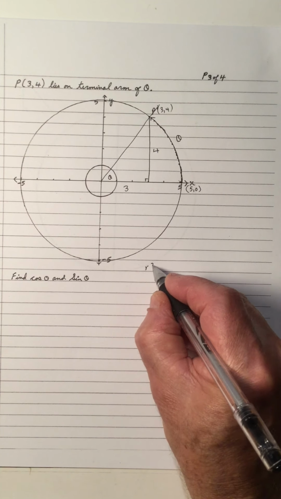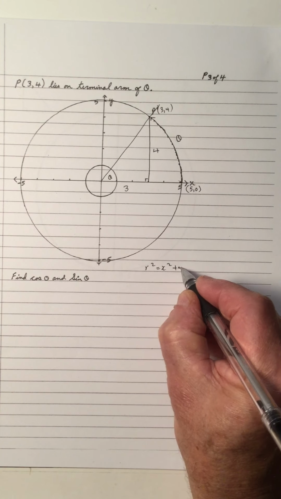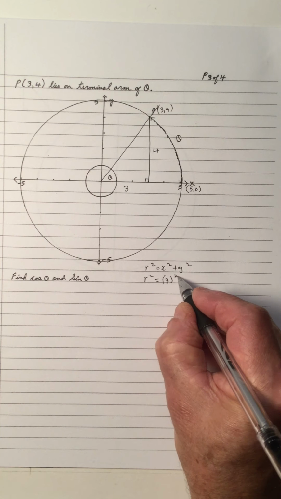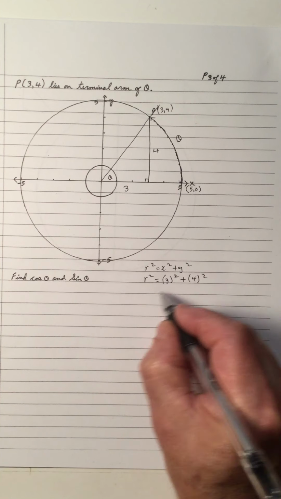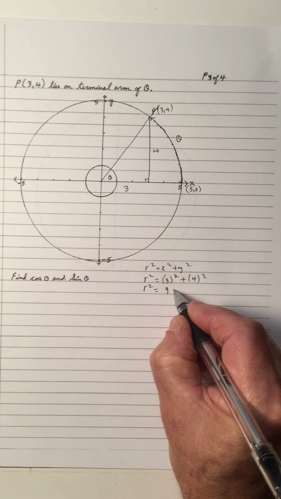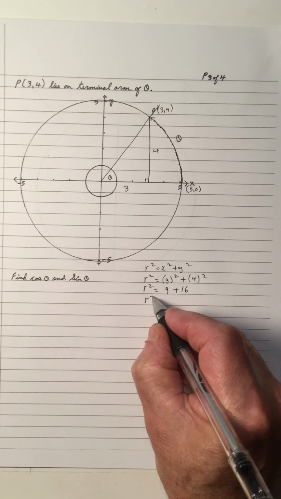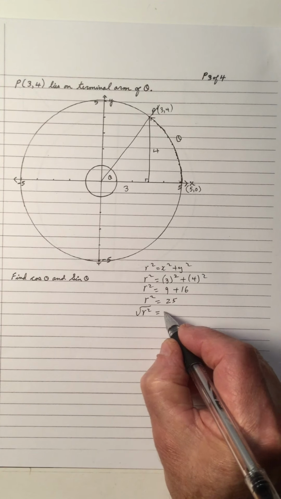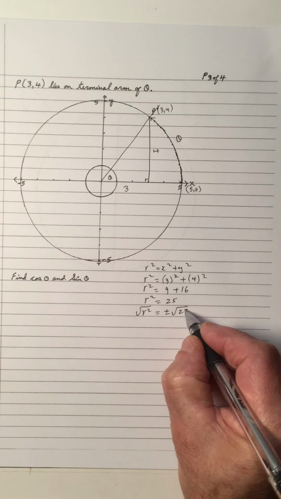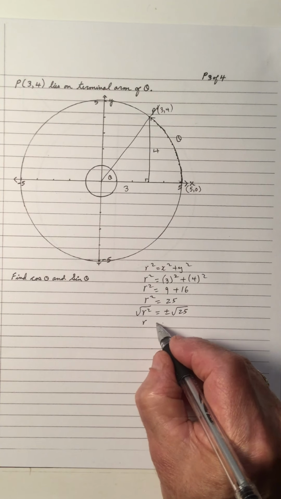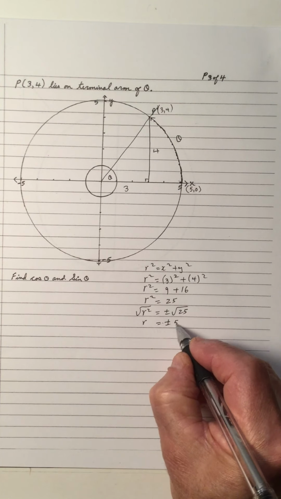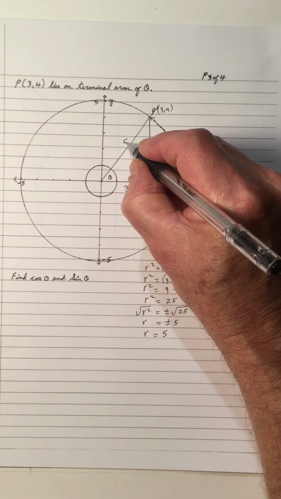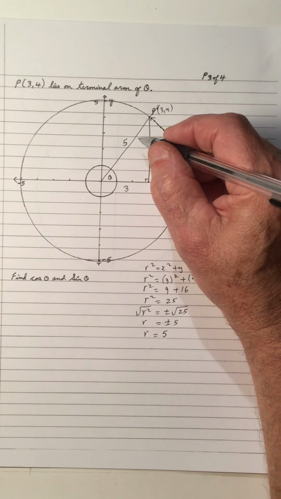So r squared equals x squared plus y squared. So r squared, x is 3, y is 4, r squared is 9 plus 16, r squared is 25. The square root of r squared is plus minus the square root of 25. Square root of r squared is r, plus minus 5. But the radius of a circle is always positive. So this radius, or the hypotenuse of the right triangle, is 5.